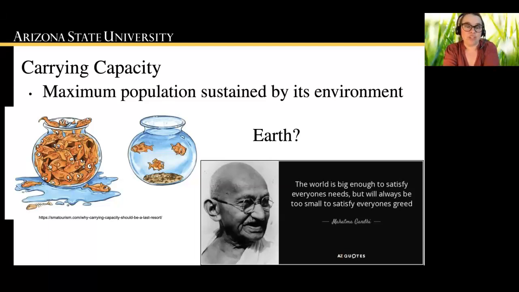So if you look at the fishbowl, those goldfish are happily swimming. But on the left, it's way overpopulated. Now they're running out of resources, and fish are dying off, right? We look at this quote by Gandhi when we think about the earth. Gandhi said that the world is big enough to satisfy everyone's needs, but will always be too small to satisfy everyone's greed. So what is he talking about here?